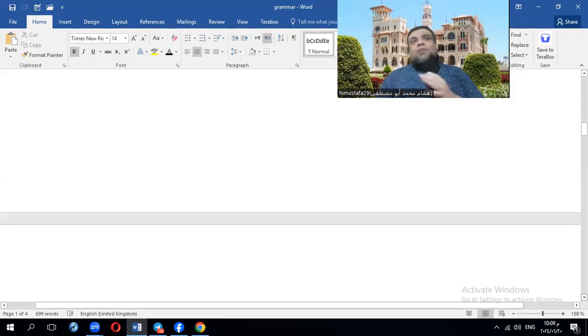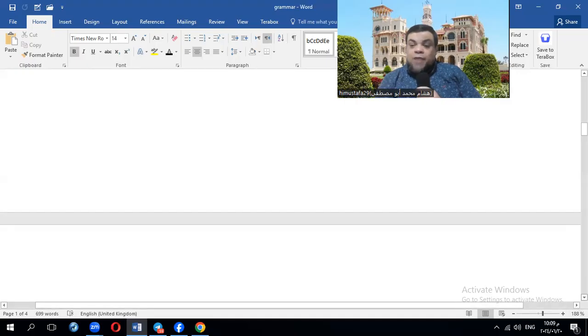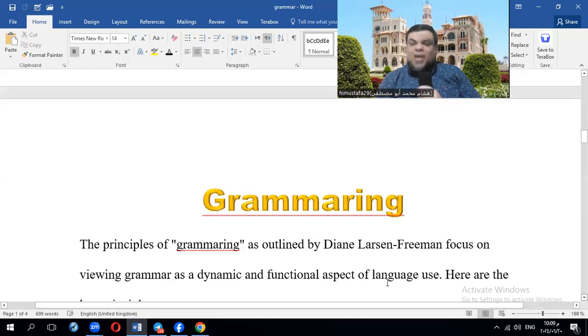So actually, for a long time, grammar was dedicated to rule creation, to the creation or generating of rules. So many people think that the study of grammar is detached from the other skills of language. Here, we would have another view of grammar. Grammaring. What's the meaning of grammaring?